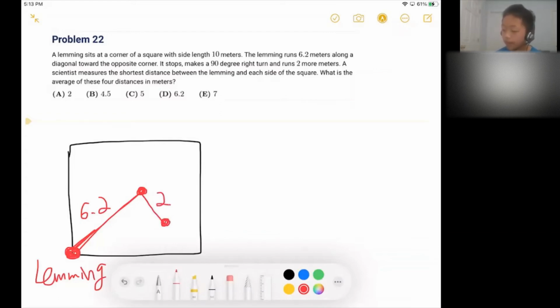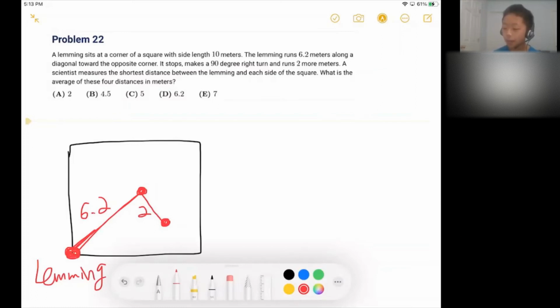Now we have this scientist, and the scientist is going to measure the distance this lemming is from the 4 sides of the square. I want to know the average of these 4 distances. This question is kind of a trick question. It turns out that the answer is independent of where the lemming is.